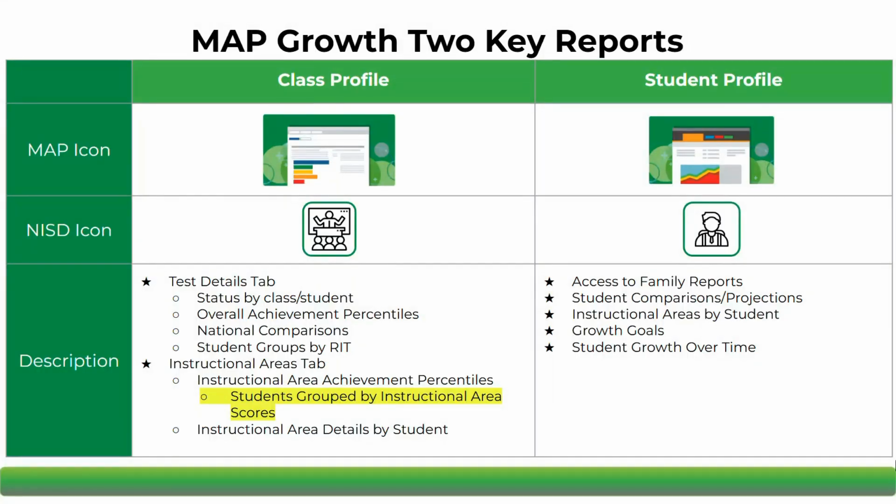Now in MAP Growth, there are two key reports that we want to look at. So now that you've taken your second test, your students should have data based off of their first test and their second test. The first is the class profile, and the second is the student profile.